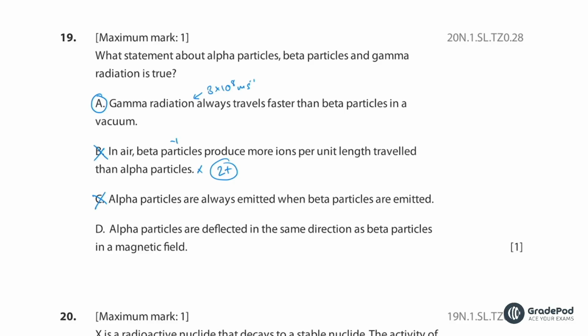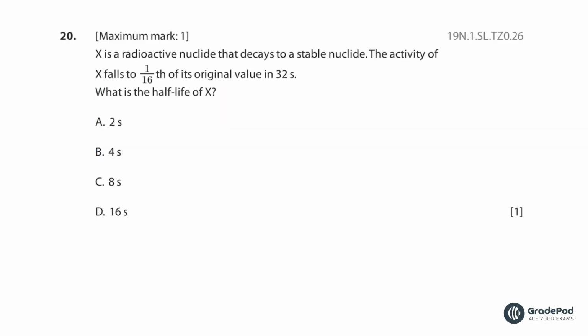D. Alpha particles are deflected in the same direction as beta particles in a magnetic field. That's not true because beta particles have a minus charge, alpha particles have a positive charge, and that means they would be deflected in different directions. The answer is A.